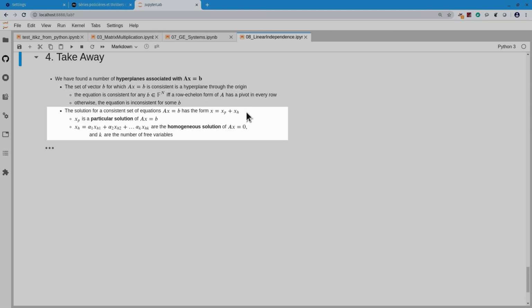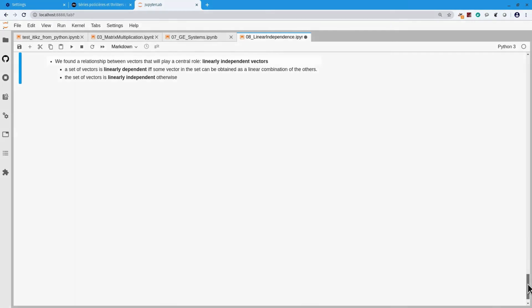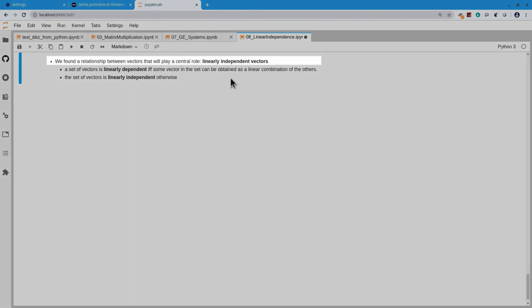The other hyperplane we found was for the x's rather than the b's. The solution of AX equals B always has the form x equals xp plus xh, where xp is a particular solution and xh is all the homogeneous solutions. And that means that the homogeneous solutions are a hyperplane through the origin, and the solutions for some particular b form this hyperplane through the origin, the homogeneous solution, pushed away from the origin by that vector xp.